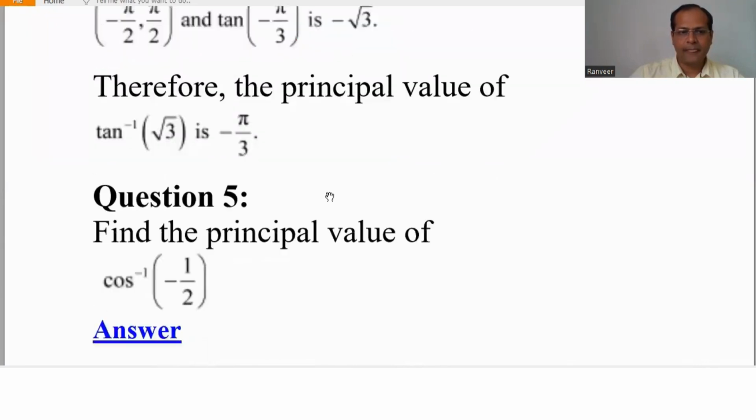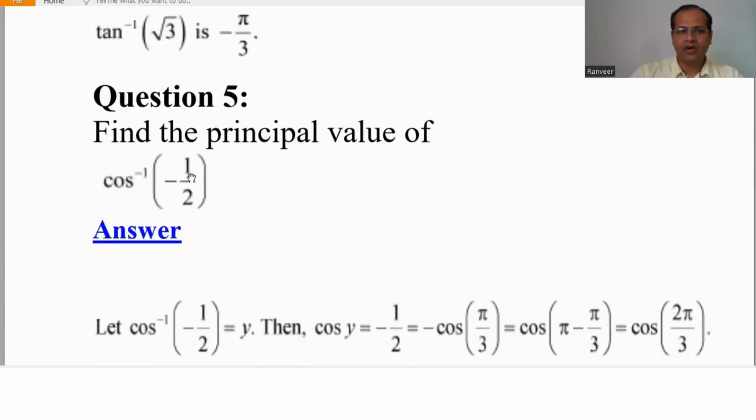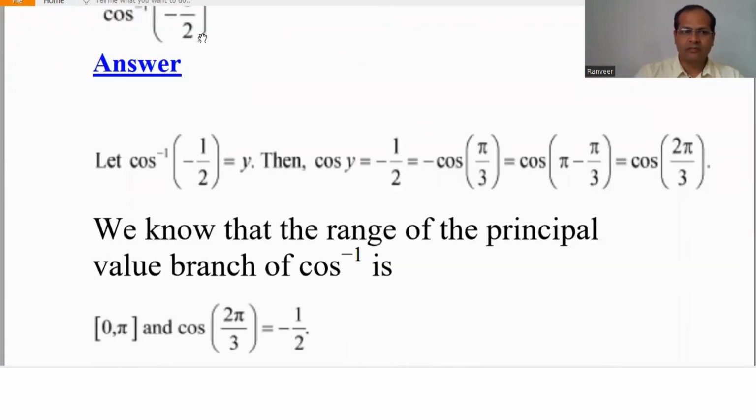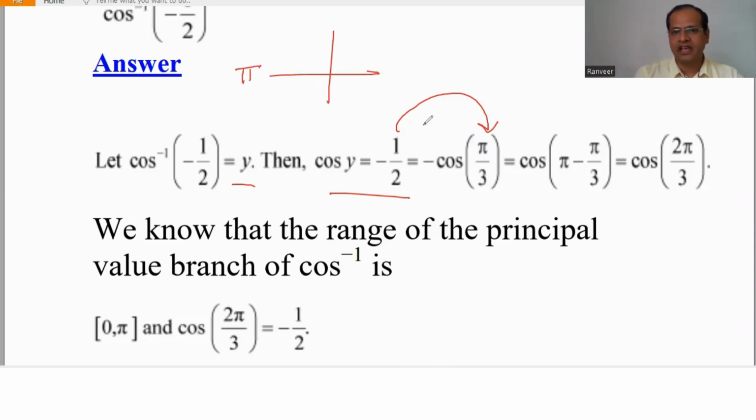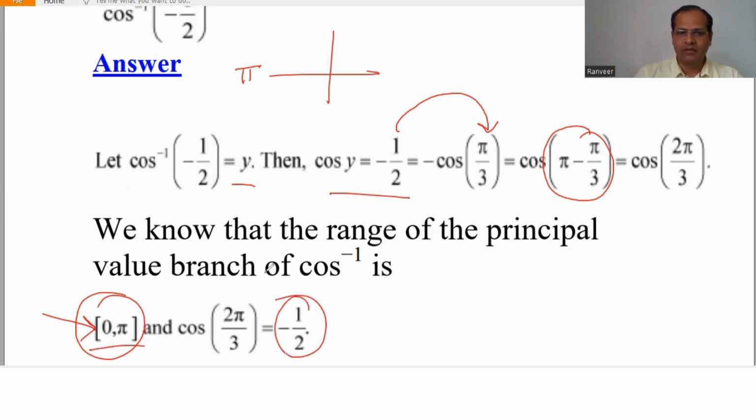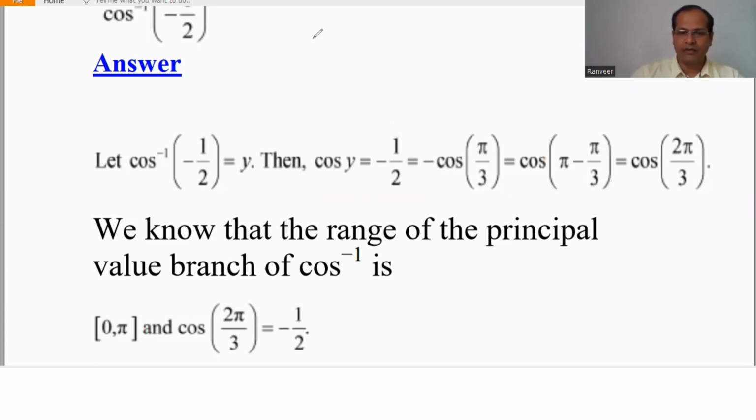Now next, find the principal value of cos inverse minus 1 by 2. All the questions are done the same way. So 1 by 2 is cos pi by 3. This is in the second quadrant, so we use pi minus theta, because cos pi minus theta is minus cos theta. So we use cos pi minus pi by 3. This value is 2 pi by 3, which lies between 0 to pi, because the range of cos inverse is 0 to pi. So 2 pi by 3 is the principal value.